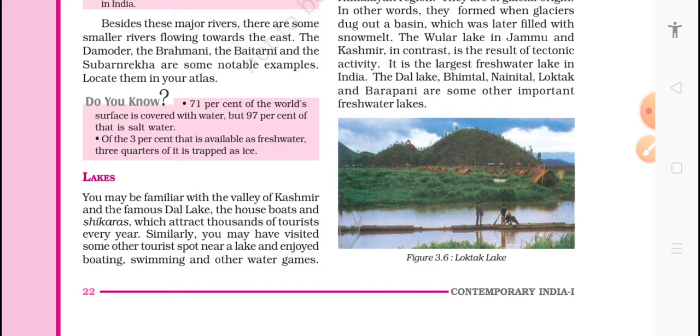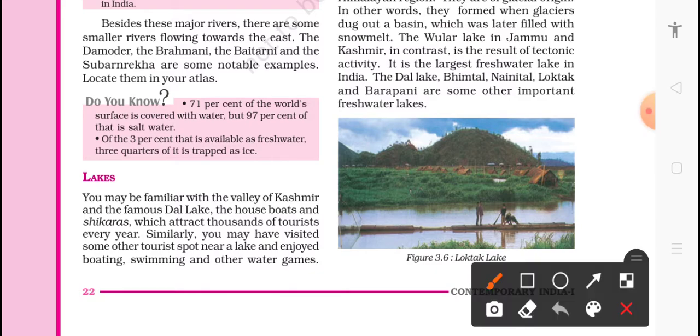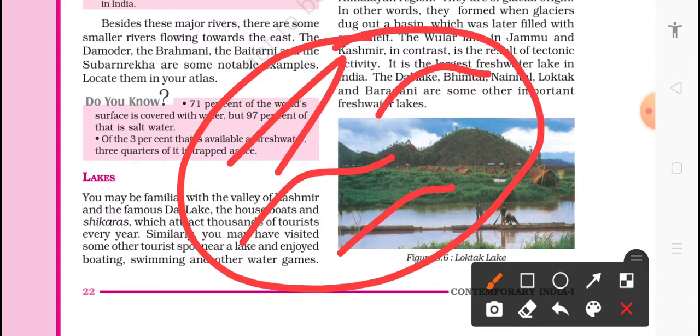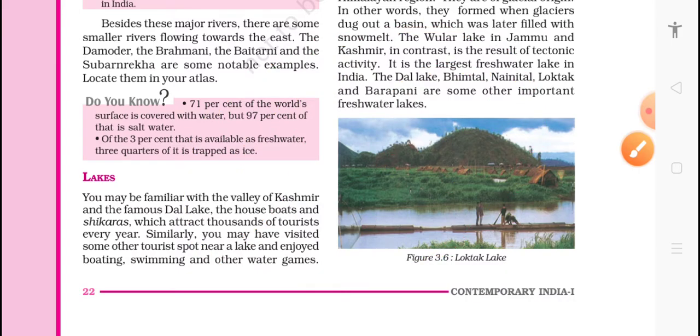Lakes. I hope you are aware of what a lake is. As you can see in this image, this is a lake. A lake is still water, just like this, called a lake. Here there will be no movement. The water will not flow from one state to another. It does not move that much as compared to rivers.